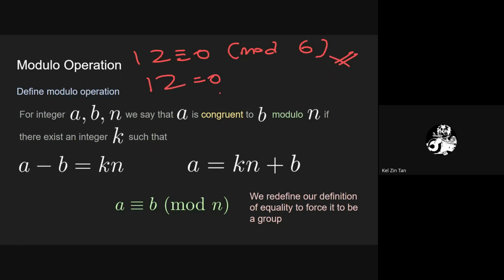12 is equal to 0 doesn't make sense. But 12 is congruent to 0 mod 6 makes sense. So if we want to make the things that we have defined just now become a group, we have to redefine our equality. Because we cannot say that 12 is equal to 0. We have to redefine it to be 12 is congruent to 0. Or we say that congruent is just another way of saying equivalent.